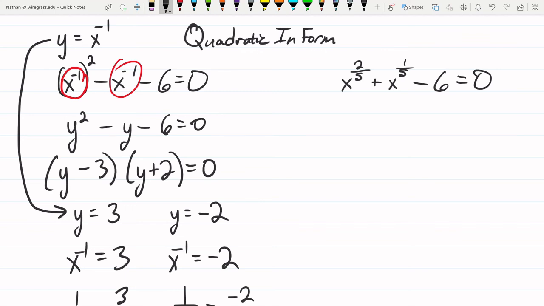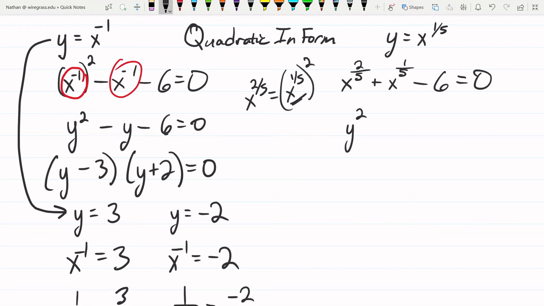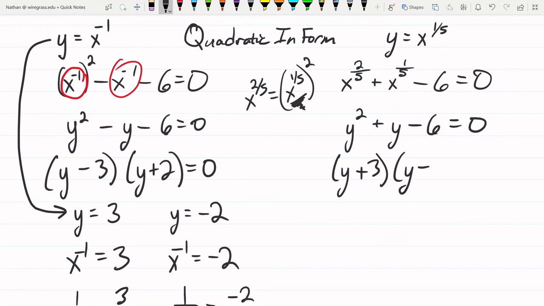This is again quadratic in form. I can just say y equals x to the 1/5. That means this first one becomes y squared. You can just check this: x to the 2/5 equals x to the 1/5 squared. And this is just y. So that's why it's y squared. x to the 1/5, that's just y, minus 6. This one factors down into y plus 3, y minus 2.